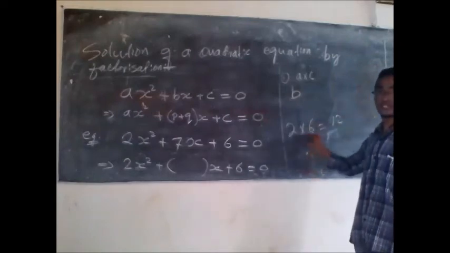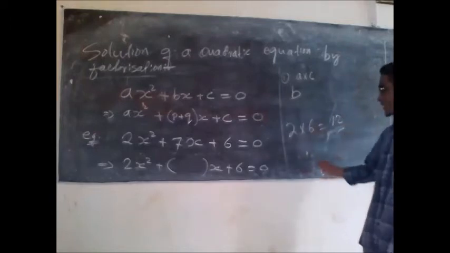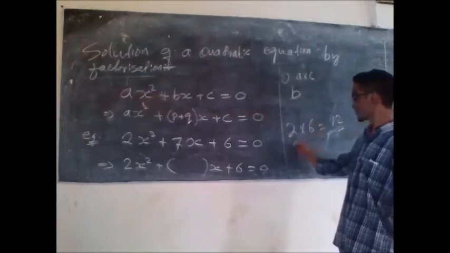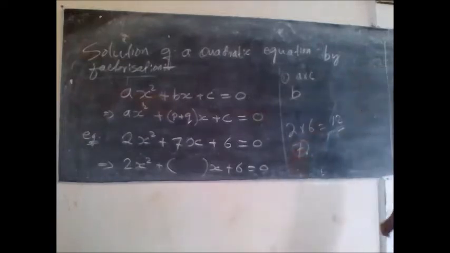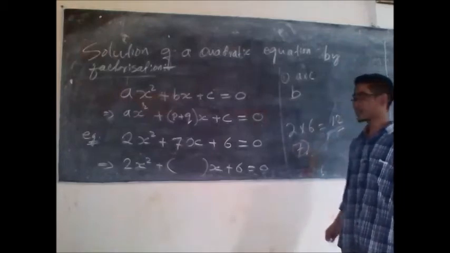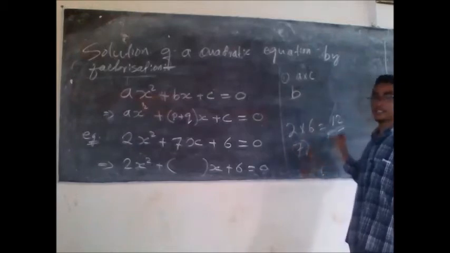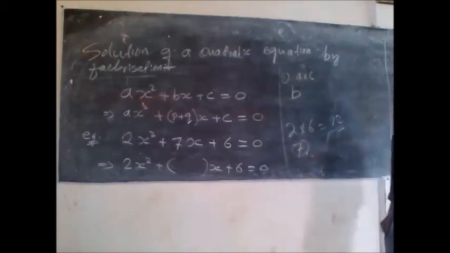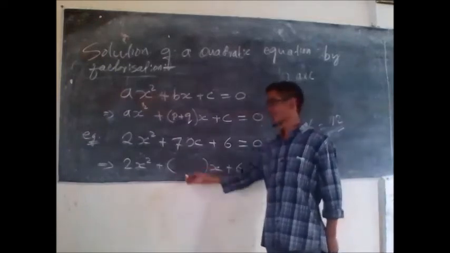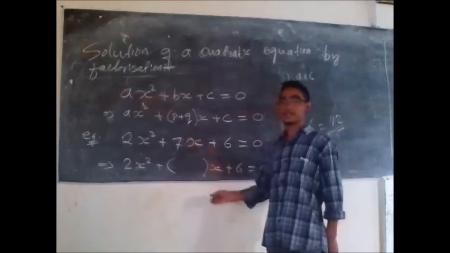So this is a and this is c. That means a multiplied by c gives us 12, and b here equals 7. You have to split this 7 into two numbers such that if you add them you get 7, and if you multiply them you get 12. Think, what are the two numbers? If you add them you get 7, and if you multiply them you get 12.